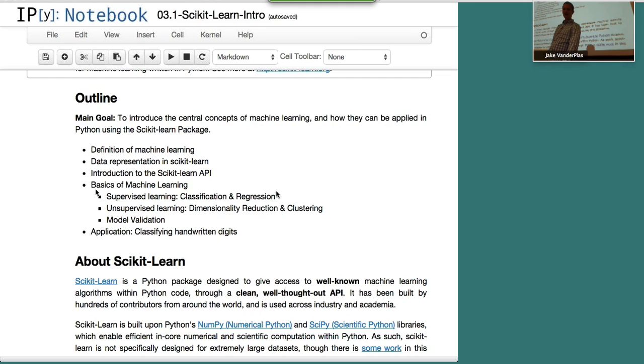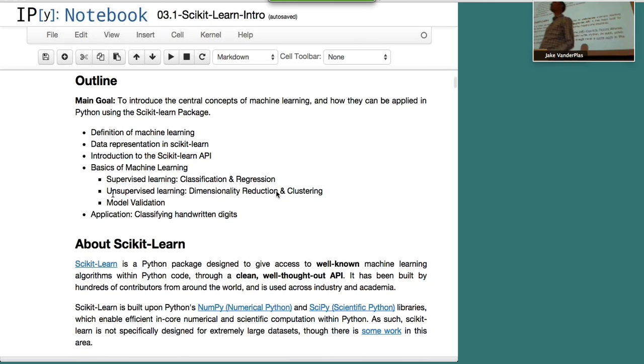And then we'll go into the basics of machine learning, and machine learning is kind of divided into these two categories, supervised and unsupervised. And we'll talk about what those mean. We'll talk about the two main classes of supervised learning, which are classification and regression. And then a few of the main classes of unsupervised learning, which are dimensionality reduction and clustering.